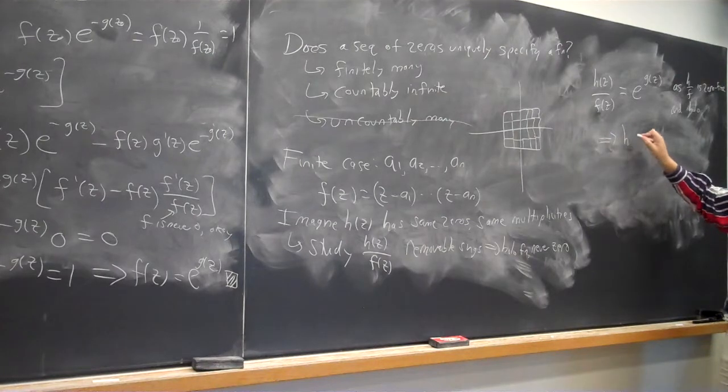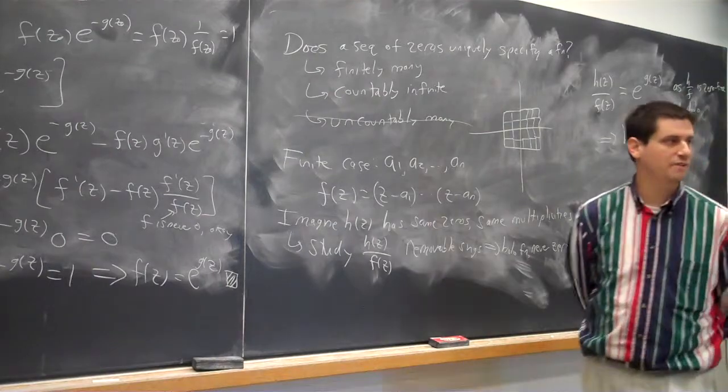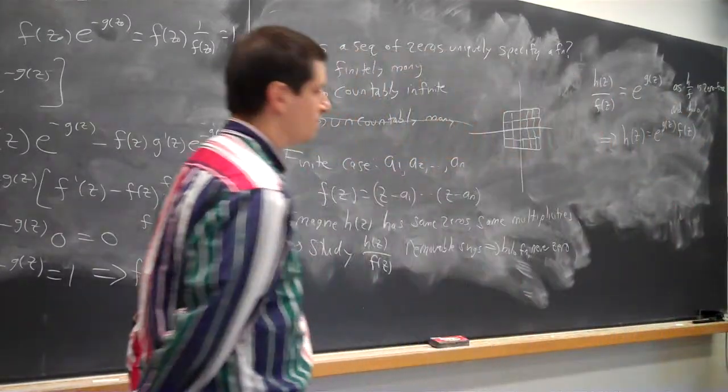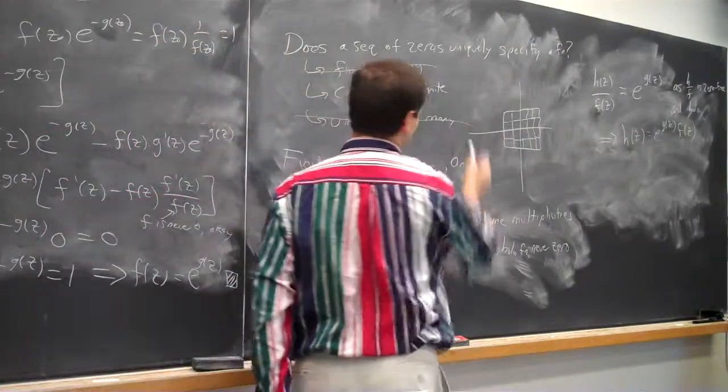therefore I get h of z is e to the g of z times f of z. So h differs from f by an exponential factor. We've now handled the case of finitely many zeros.